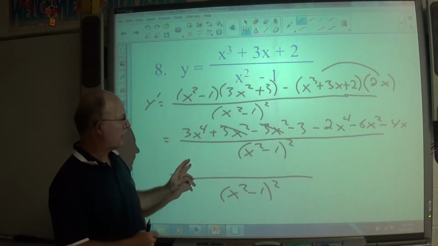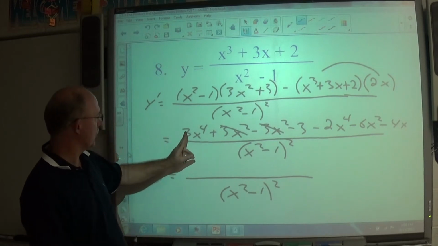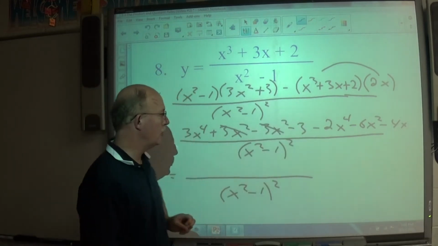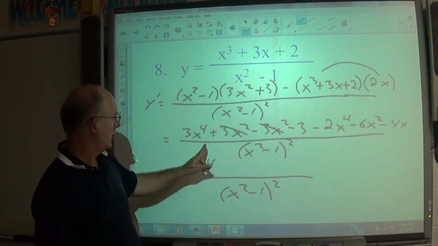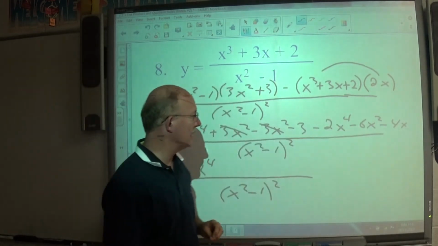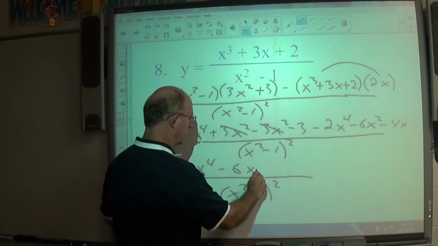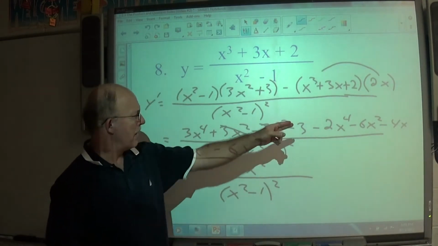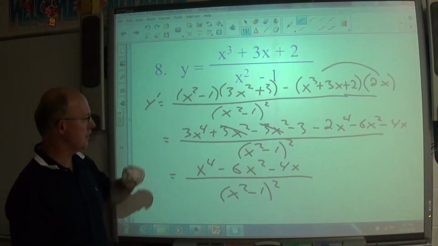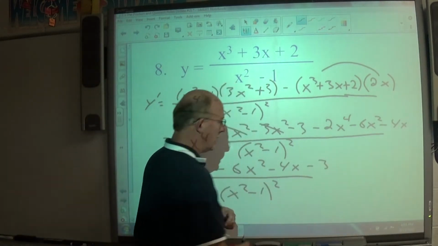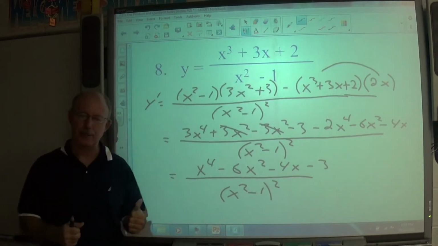Let's see, now we have a couple of x to the fourth terms. So 3x to the fourth minus 2x to the fourth is going to give us x to the fourth. Let's see what's left. Now we've got a minus 6x squared. We'll bring that down. Minus 4x. All right, we only have the one 4x term. I don't see any others. And then the minus 3, we'll bring that down. This should be our derivative now. Now we got it simplified.